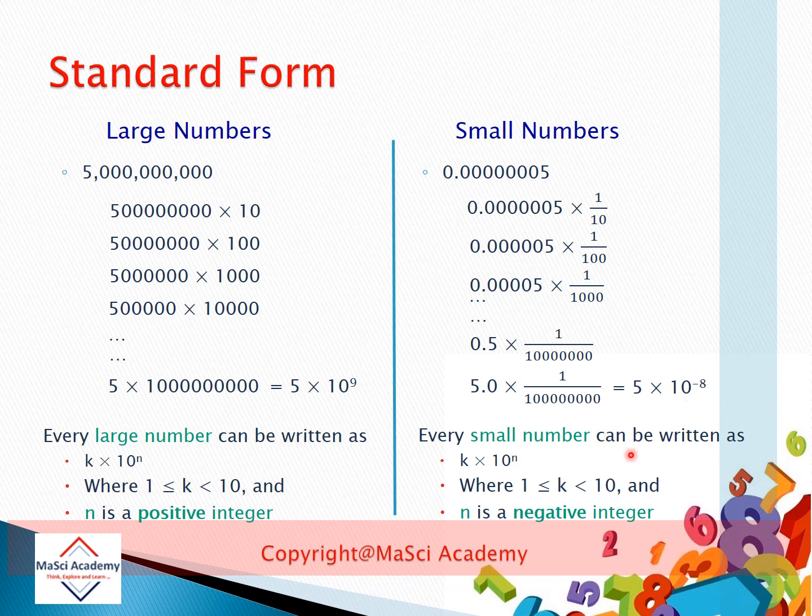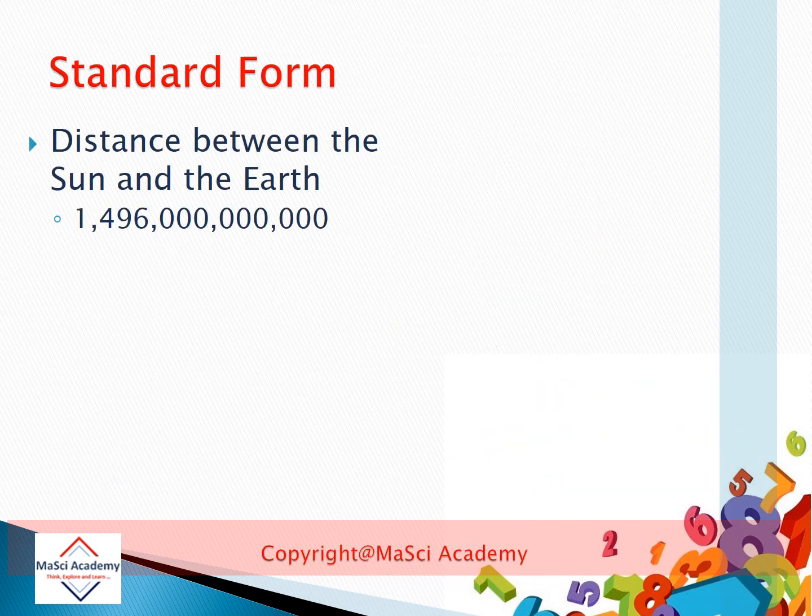So small numbers can be written in the form k into 10 to the power n, where k lies between 1 and 10 and n is a negative integer. That is, the power of 10 in case of small numbers is negative. We have seen a few examples on the first slide where we encountered very large and very small numbers. Let's see how we can write them in exponent form.